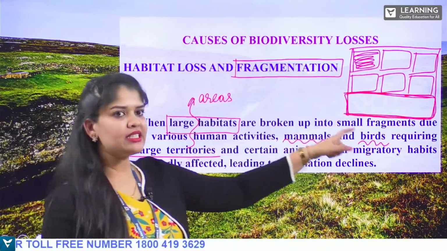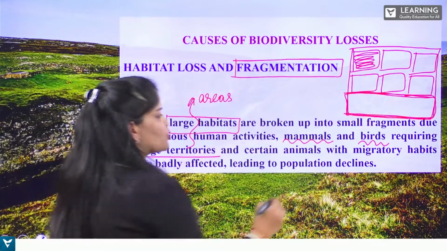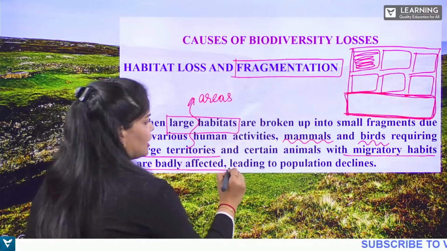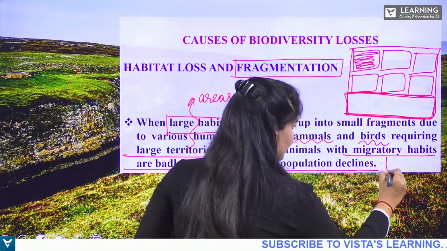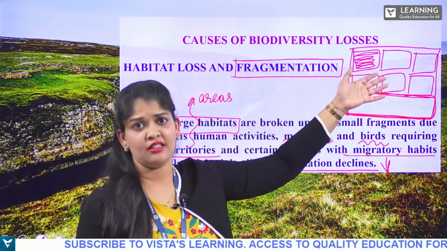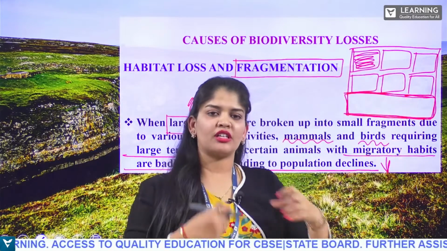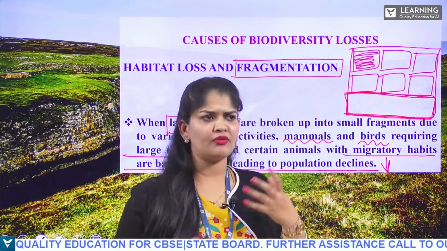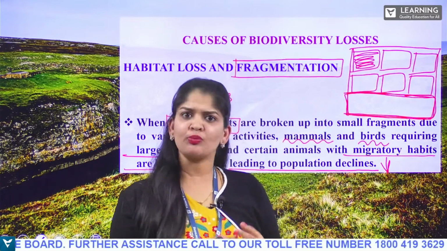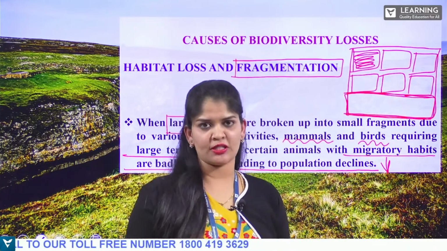So mammals and birds requiring large areas, large territories, and certain animals with migratory habits are badly affected, leading to population decline, population decrease, because we constrain the area. Previously, all this area was available freely for the migratory activities and various activities that were performed by the species. Species like plant species, animal species, bird species.